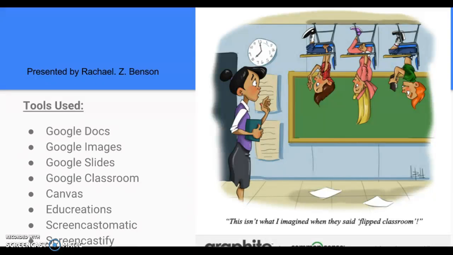I have not had any experience flipping a classroom, and this is the first time that I used Google Slides and Screencast-O-Matic. I feel that I need to practice the process to make it smoother, and thank you for listening.